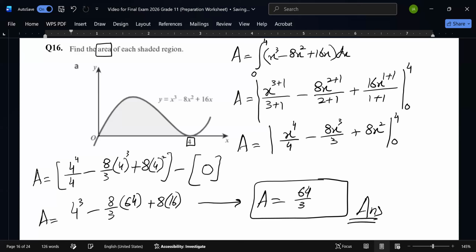covered by, or bounded by, the curve and the x-axis. So whenever the curve is given bounded by the x-axis, you integrate the equation of the curve to get the area, right? Remember this.